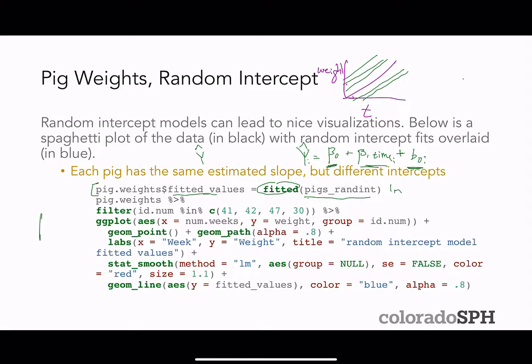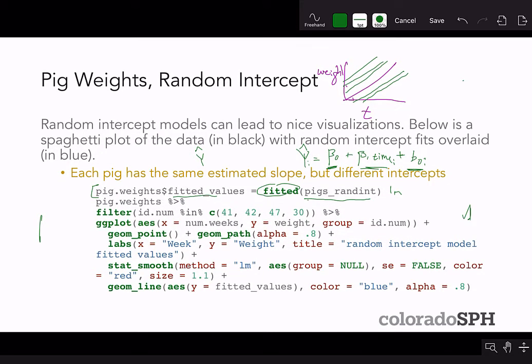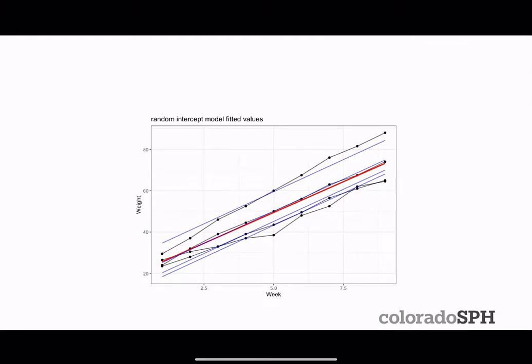So I extract those fitted values. In this case, I'm just going to plot 4 pigs just to make visualization easier. That's what that filter line is doing. I'm just extracting 4 of the IDs. So I'm only looking at 4 of the pigs. And then I'm making a ggplot where I have the observed values as a point in the line, a spaghetti plot of the observed values. Then I'm also putting a population mean on there in red and each of the subject specific means that are calculated in blue. So here's what that plot looks like.